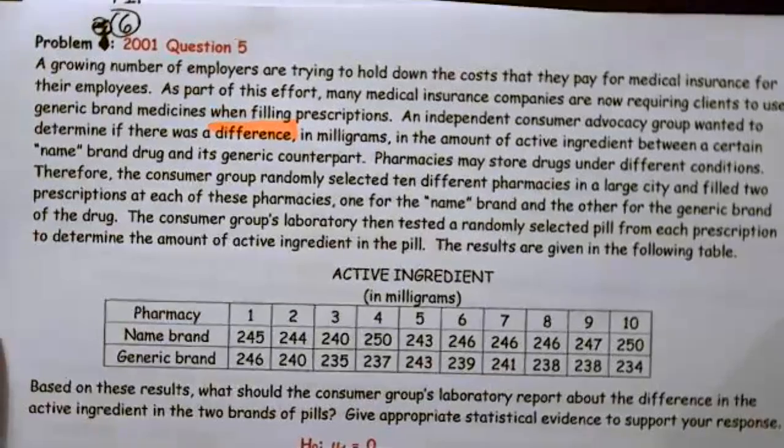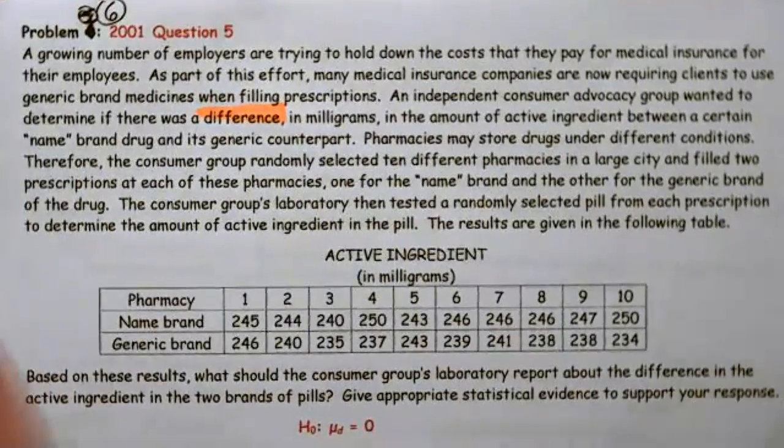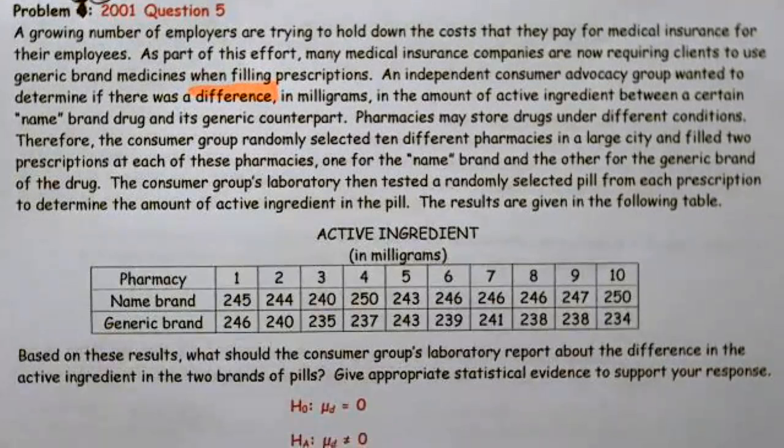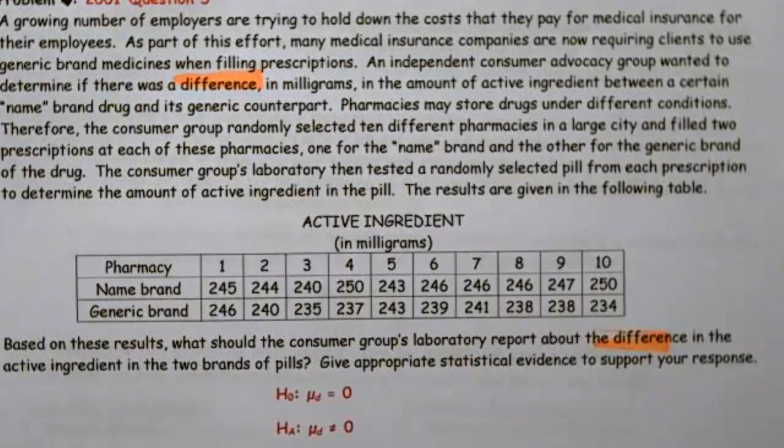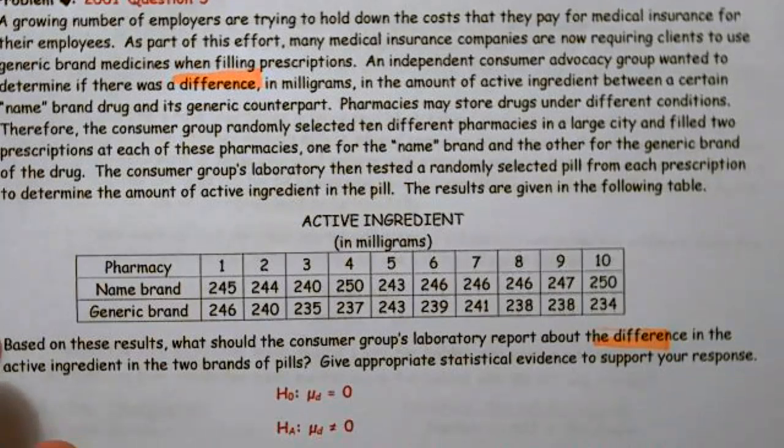The results are given in the table below. Based on these results, what should the consumer group's laboratory report about the difference in active ingredients in the 2 brands of pills? Give appropriate statistical evidence to support your response. Okay, so first off, there's a list of data. If they give you a list of data, which I don't think they will on this test, but if they do, you're almost assured that it's going to be some sort of test of means.